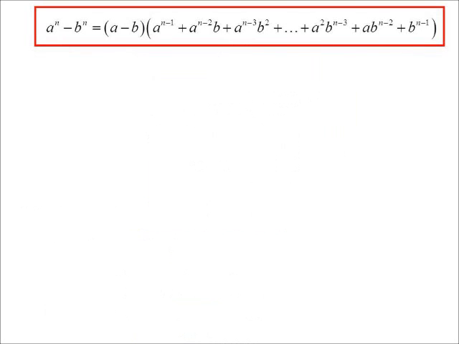In fact, we can generalise this. A to the n minus b to the n will always start with a minus b, and then the powers of a will go down by 1, the powers of b will go up by 1. The two powers will always add to give n. Okay? So that's a factorisation of a to the n minus b to the n.